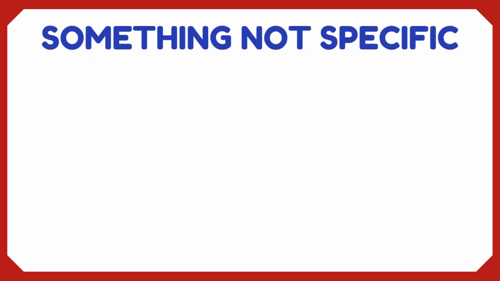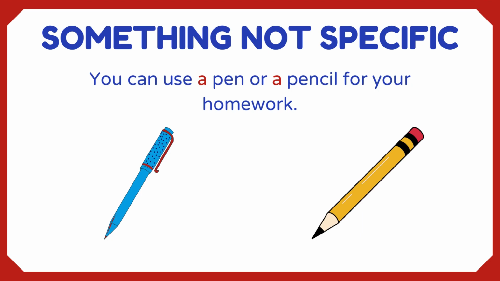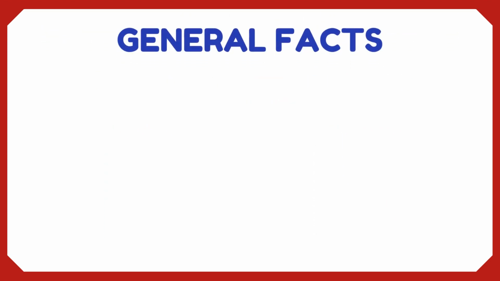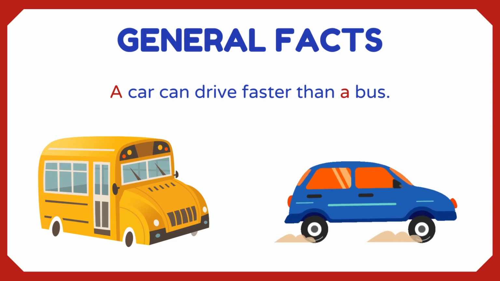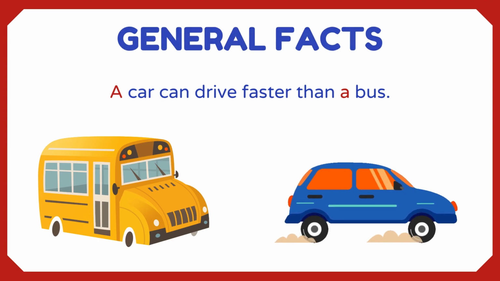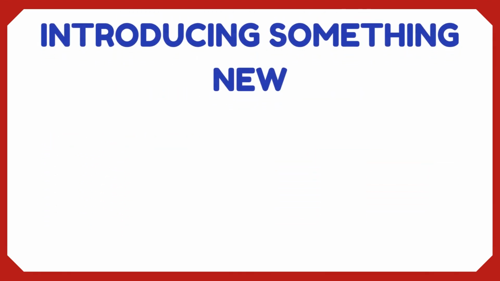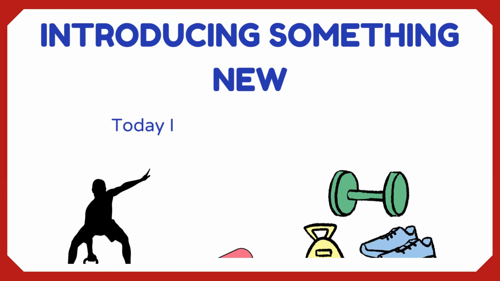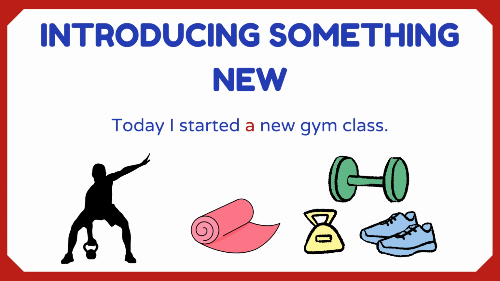We use a or an to talk about something that's not specific. You can use a pen or a pencil for your homework. We use a or an to talk about facts in general. A car can drive faster than a bus. We use a or an to introduce something for the first time. Today, I started a new gym class.